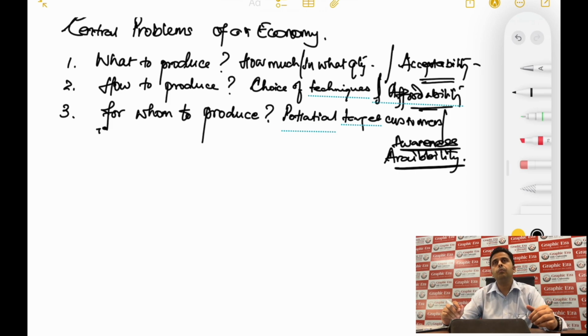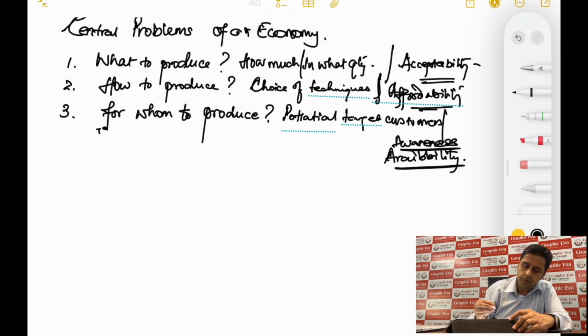So as I said, most of the subjects or the advanced concepts of management would be built on a foundation of economics. And if you have a strong foundation of economics, you would have a better understanding and be in a position to apply management principles in a much better way. So what to produce addresses the concern of understanding the demand side, understanding the consumer behavior.